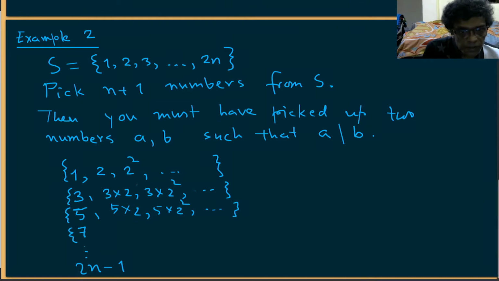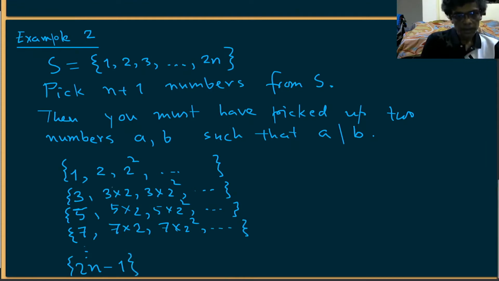So these are not infinite sets. It will stop as soon as 2n is exceeded. 7, 7 times 2, 7 times 2 square and so on. This is my whole number 1, whole number 2, whole number 3, whole number 4 up to whole number n. And you have n plus 1 numbers. So you must have that two of these numbers will go to the same hole. Maybe here or here. But in that case, these two elements differ only by a power of 2. Therefore, one divides the other. So this is yet another simple example.